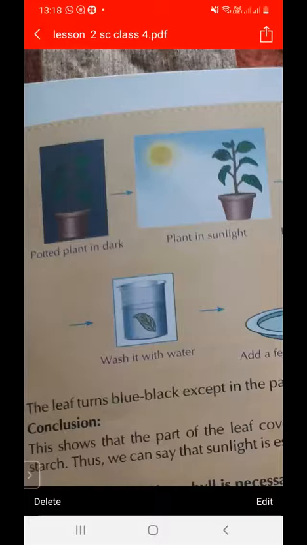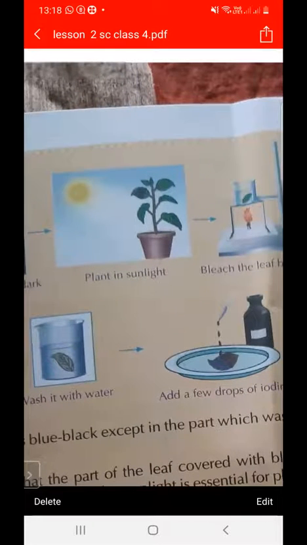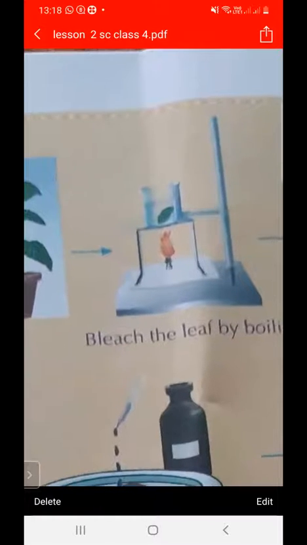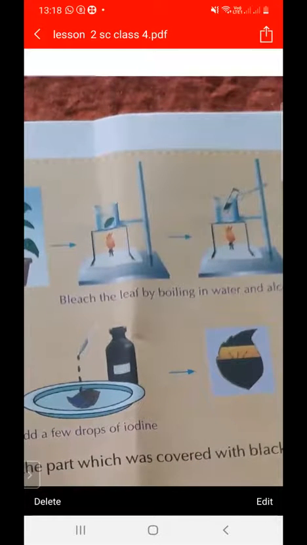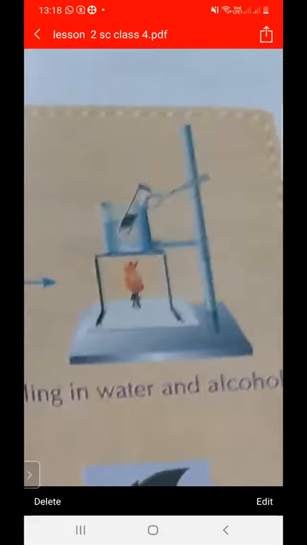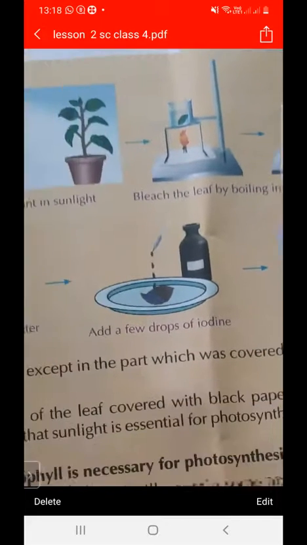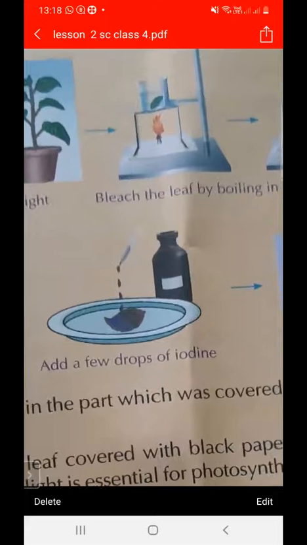Take one of its leaves, the second leaf on the left side, and cover it with black paper. Then remove this leaf and put it into a beaker, add some water, and boil this leaf in the water. After boiling, boil it in alcohol as shown in this figure. After boiling in water and alcohol, wash it with water, and then add a few drops of iodine.